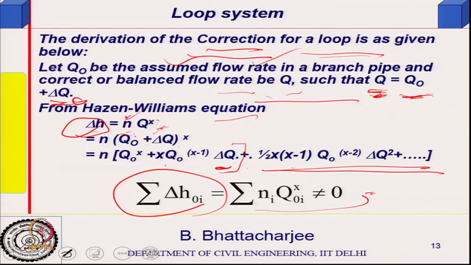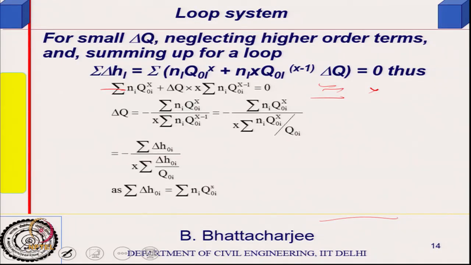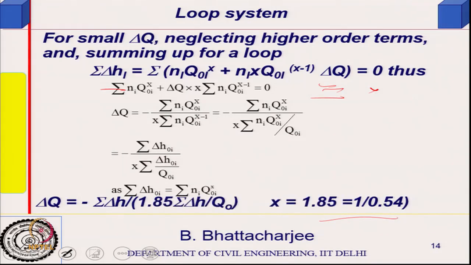That is what I have done. I have just expanded delta H in a loop. For every pipe I assume the same correction, and that is what I am doing here. So, I can get an expression for delta q from this, because this is equal to 0, and delta q will come outside the sigma.